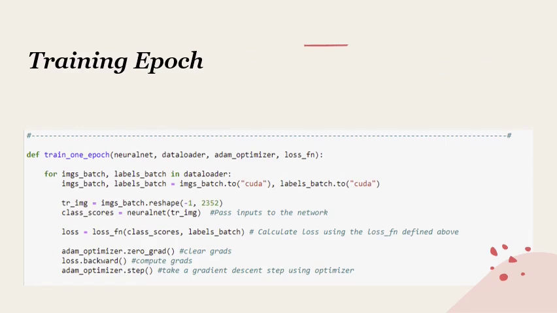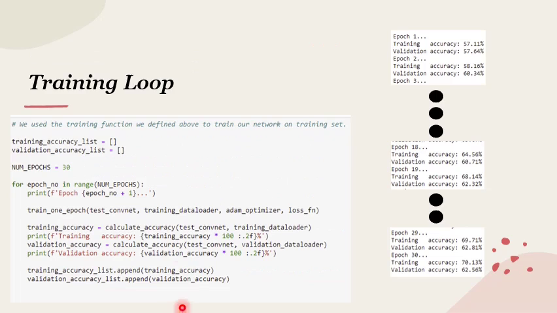In this part, you can see one epoch of training, which takes images and reshapes them to flat inputs for our fully connected network, with our optimizer and loss functions. Now you can see our training loop at the left-hand side, and we have 30 as the number of epochs. We also print the training accuracy and validation accuracy after each epoch. You can see the results at the right-hand side.